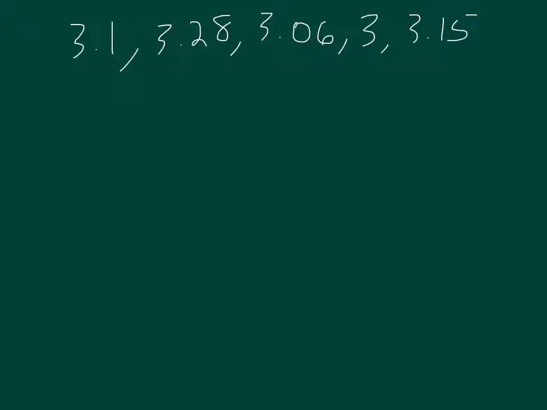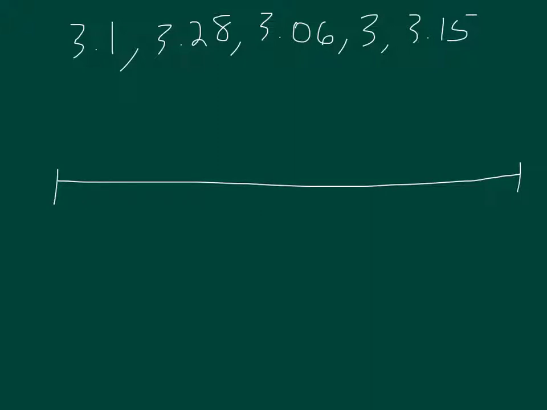Okay, let's look at if we have multiple numbers and we have to put them in order. So if a problem said, put these numbers in order, 3.1, 3.28, 3.06, 3, 3.15, from least to greatest. So put those in order from least to greatest. Well, we want to first draw a number line. And you'll notice they all are 3 or 3 point something.